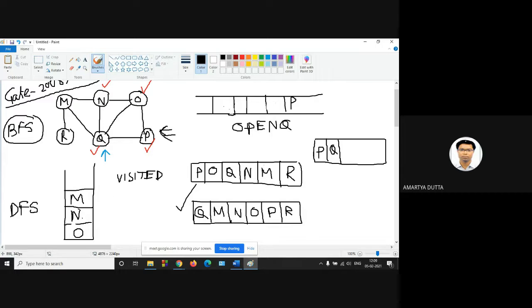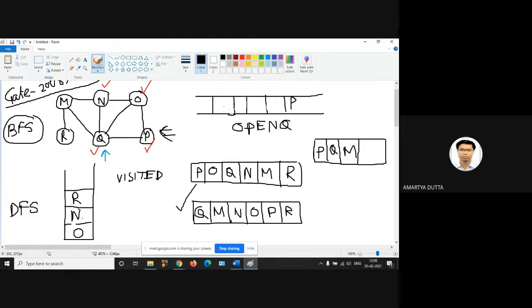Sir, M is popped and we move to R node. M is popped. And adjacent of M are Q, N, and R. So write down R. Okay.